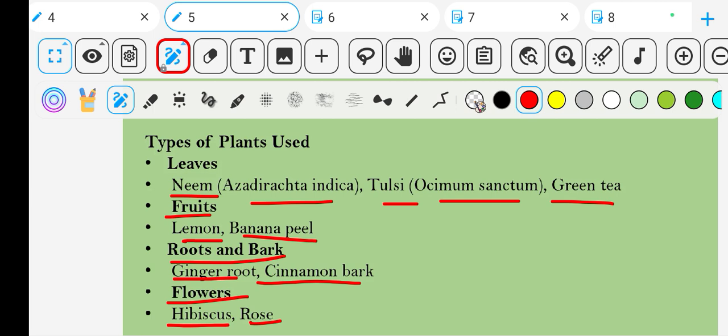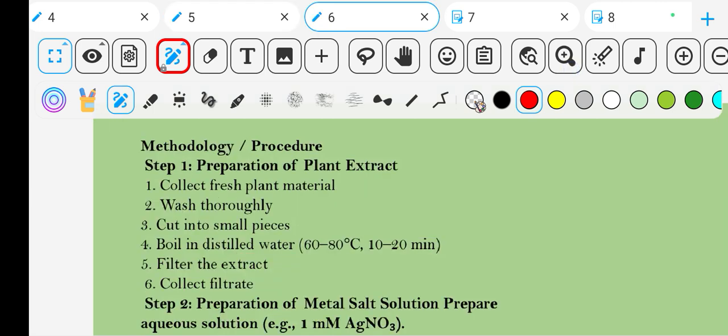Then moving to the most important step, which is the methodology or procedure of making nanoparticles. To begin with, the first step is preparation of plant extract. In this, you have to collect fresh plant material, wash it thoroughly, cut it into small pieces, then boil that plant extract at 60 to 80 degrees Celsius for 10 to 20 minutes. Then after boiling, you have to filter the extract and collect the filtrate.